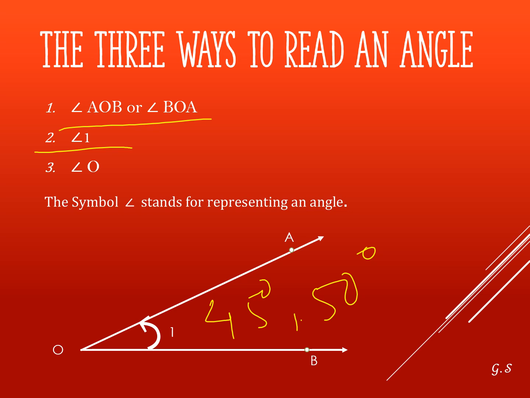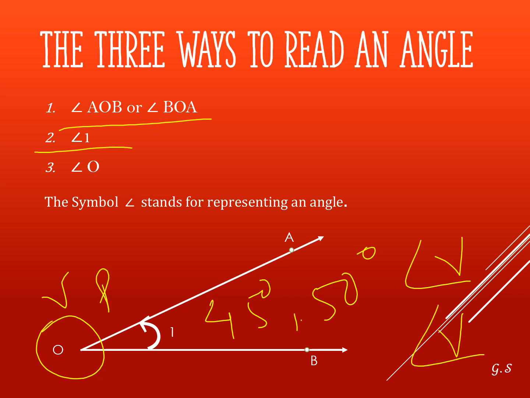How are we writing angle O? Because O is at the vertex. So whatever name or letter is written at the vertex, we can write the name of that. If V is written, we'll write angle V. If P is written, we'll write angle P. Similarly, in this way, we are going to write the name of any angle.